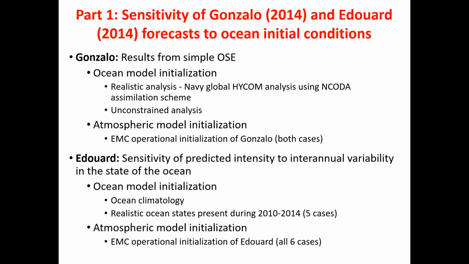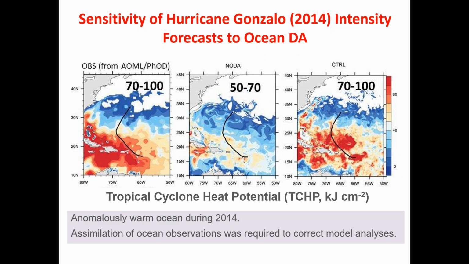But the Edward work, I think, is quite interesting, where he focused on the sensitivity of predicted intensity to interannual variability in the state of the ocean. And to do that, we looked at different ocean model initializations, one with ocean climatology, and then 5 realistic ocean states representing the years 2010 to 2014 on the initialization day and time of Hurricane Edward. And the atmospheric model initialization was, again, the EMC operational initialization. So only the ocean state is varied.